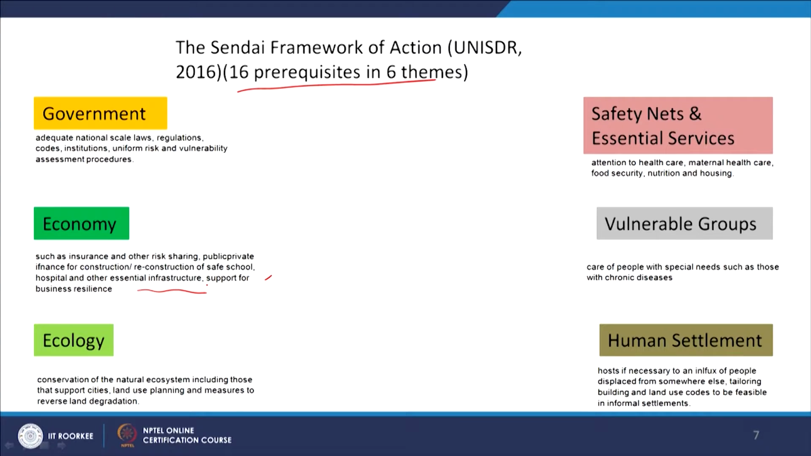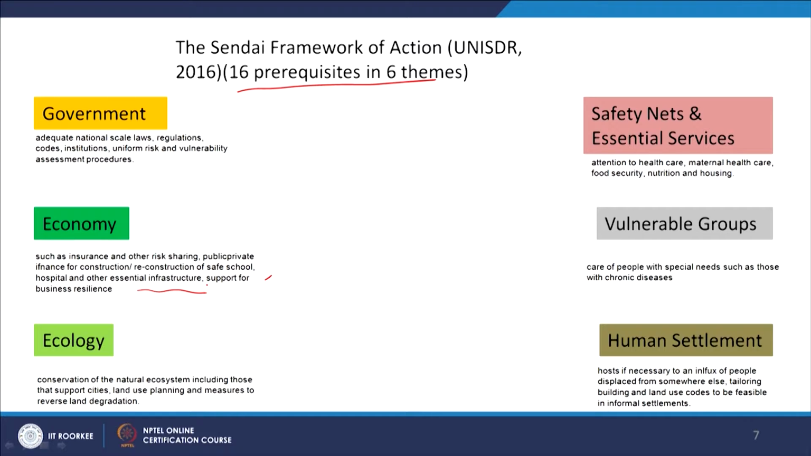Then the second one, we talk about the economy, and this is where we talk about the insurance and other risk sharing, public private finance for constructions, because who will provide the finance for the constructions, at what stages. Like in different cases, we also discussed in Argentina how the funds have been used from different organizations put together, while the public and private partnerships are coming together, and how the needy infrastructure and support for the business resilience.